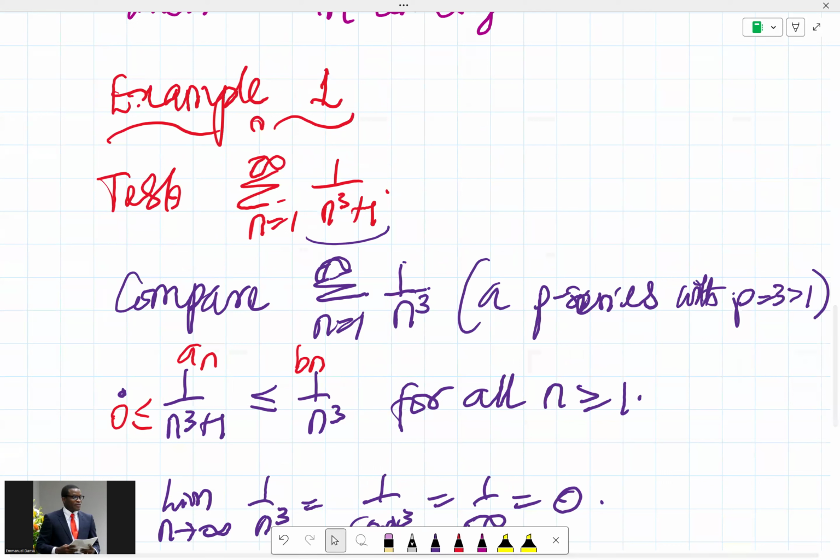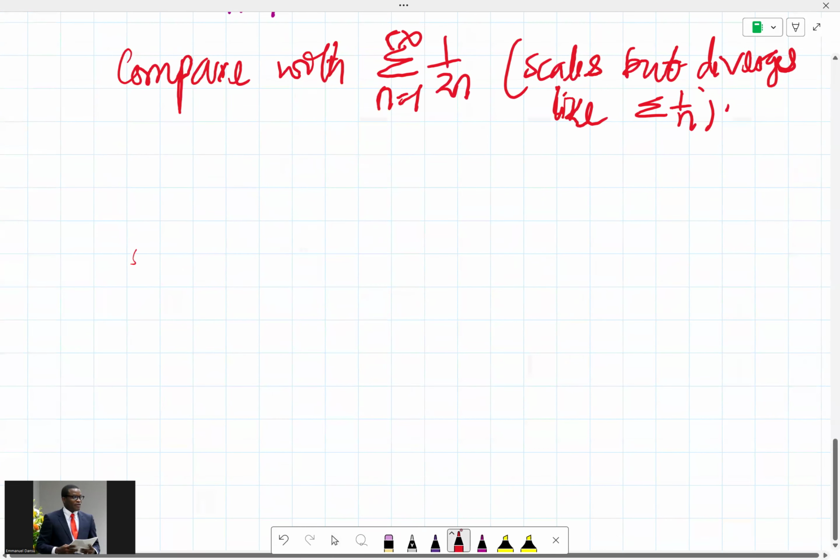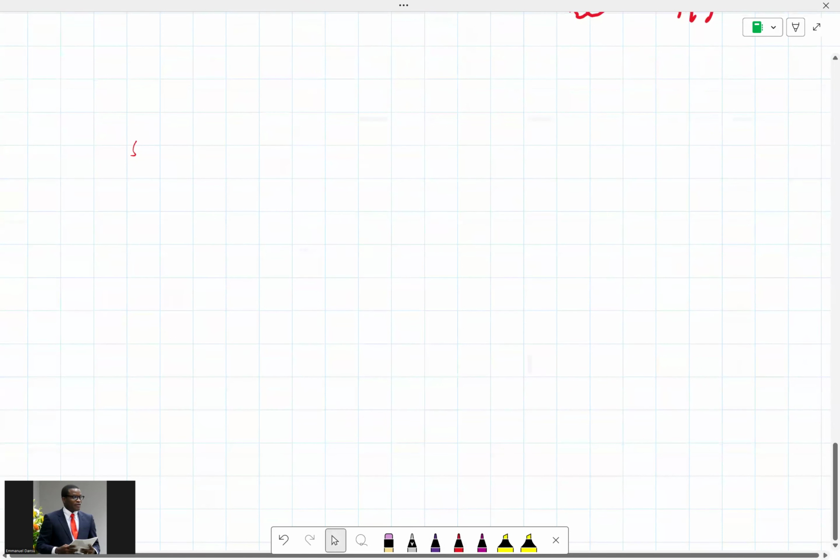Let me see if I can get another example for the comparison test. So let's see if we can make it up to 3 examples. Okay, so imagine this now. Let's see this case. Let me do example 3.